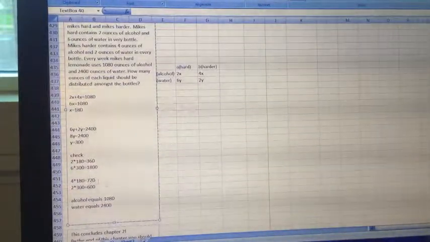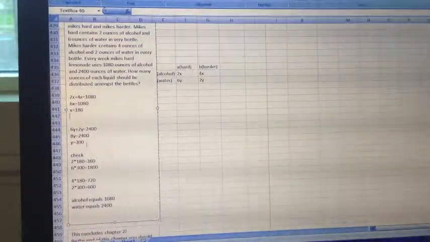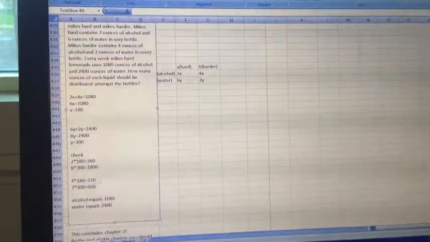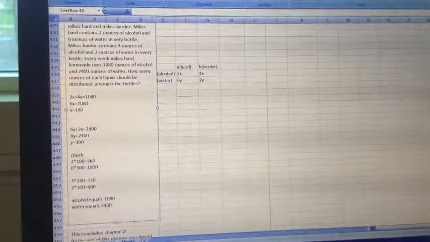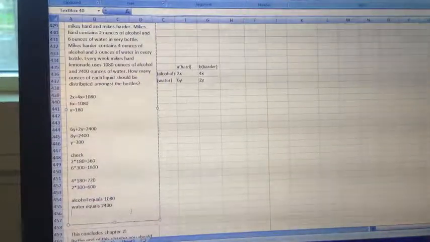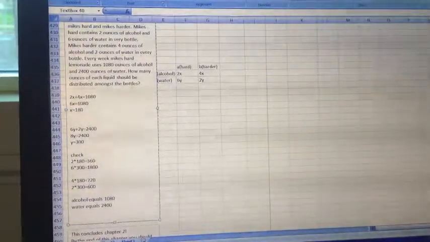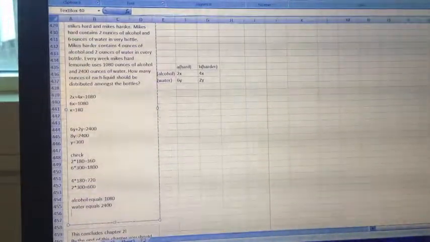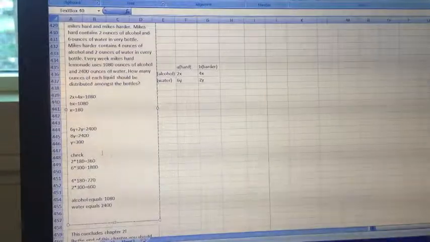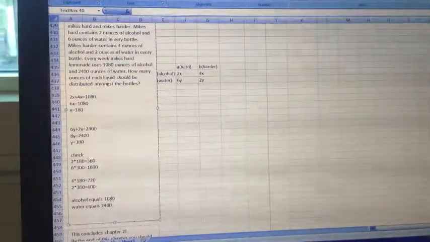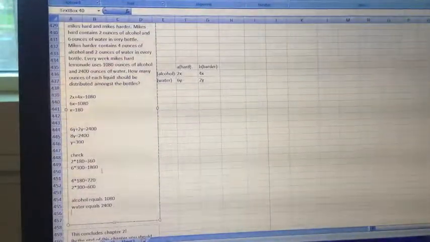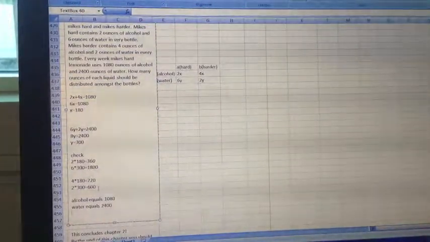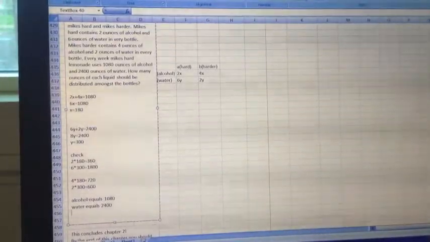And we can do the same thing with water. We take the 1,800 from here and the 600 from here, and that adds up to 2,400, which is the number from the original equation. So we know that we did this right. The question asks, how many ounces of each liquid should be distributed amongst the bottles? So there should be 360 and 1,800, and 720 and 600. So we figured it out right, and we solved the equation.